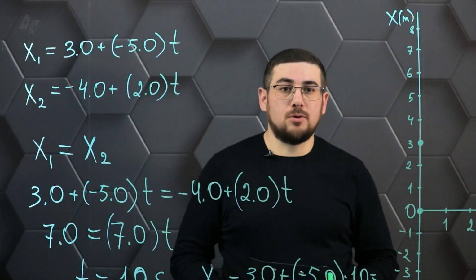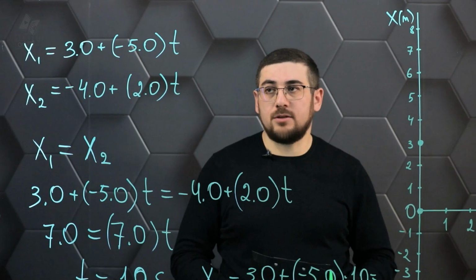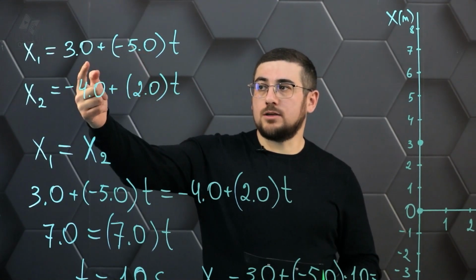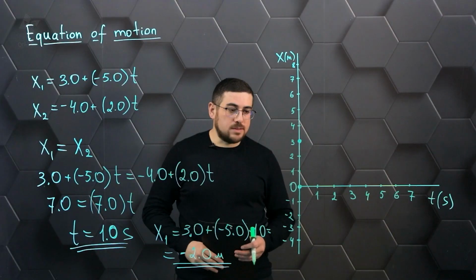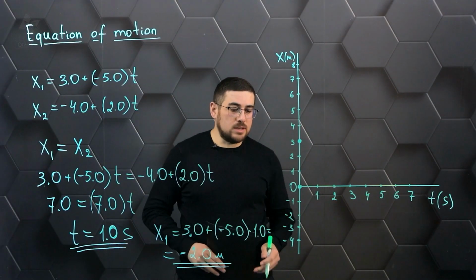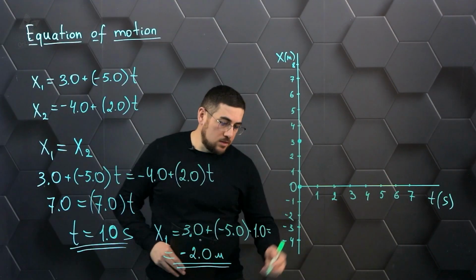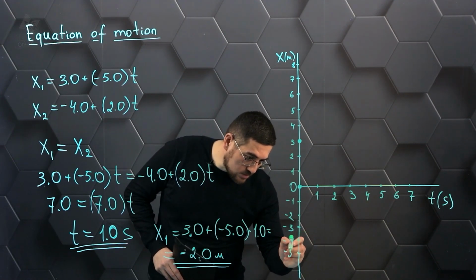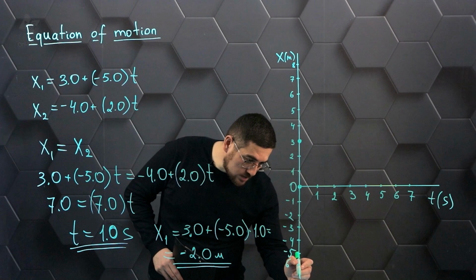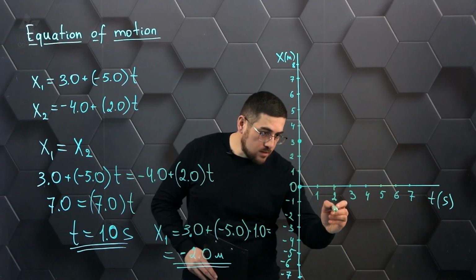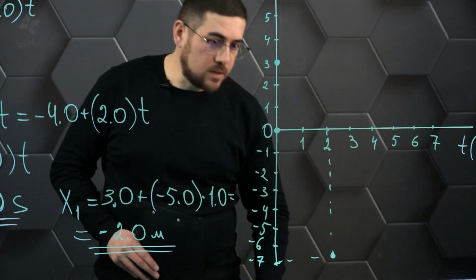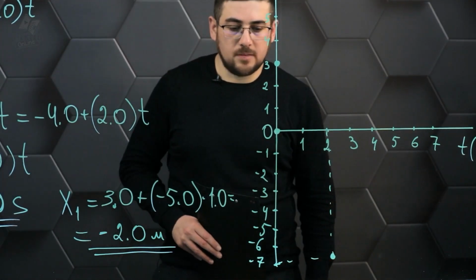Well, let's consider the second point. We can assign a time value like 2 seconds, for example. If we multiply 2 by -5, we get -10. Adding 3 to -10 gives us -7. Therefore, at the time of 2 seconds, the object is positioned at the coordinate of -7. Here we're just going to continue our graph and show its position at this point in time. So the end point of this body is here.